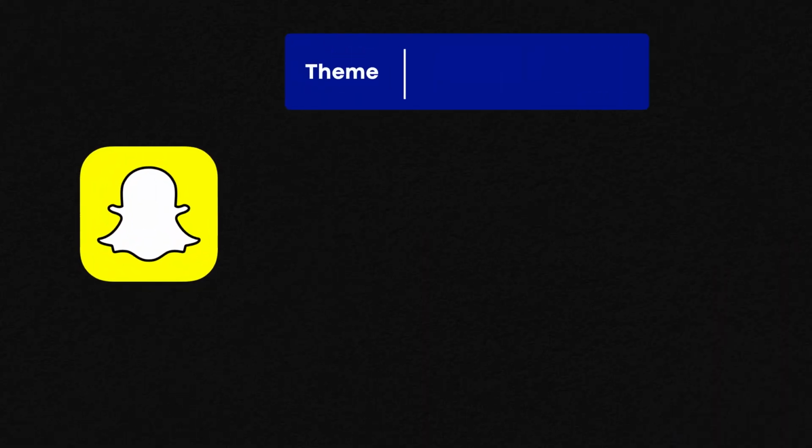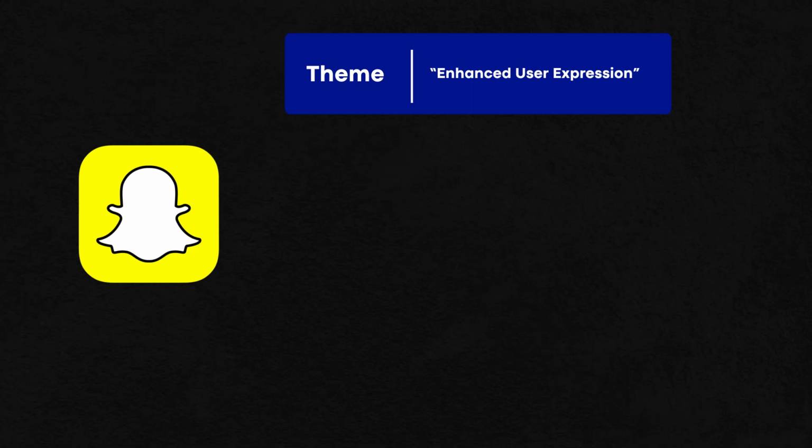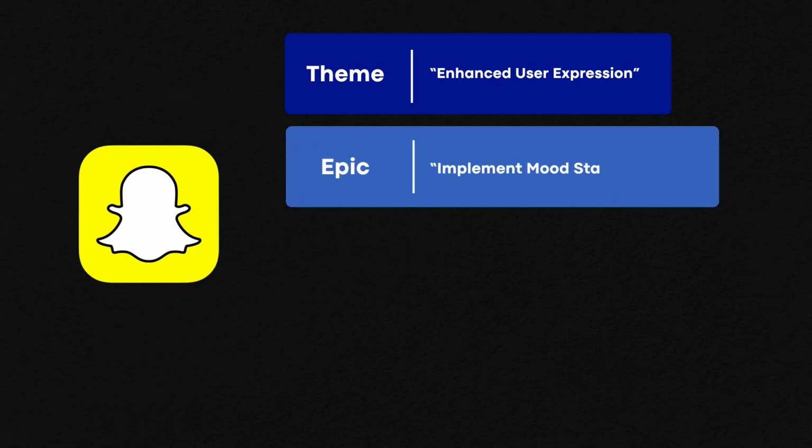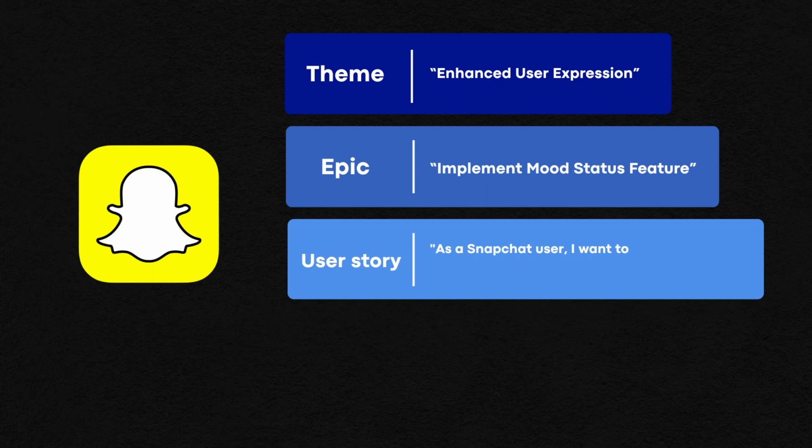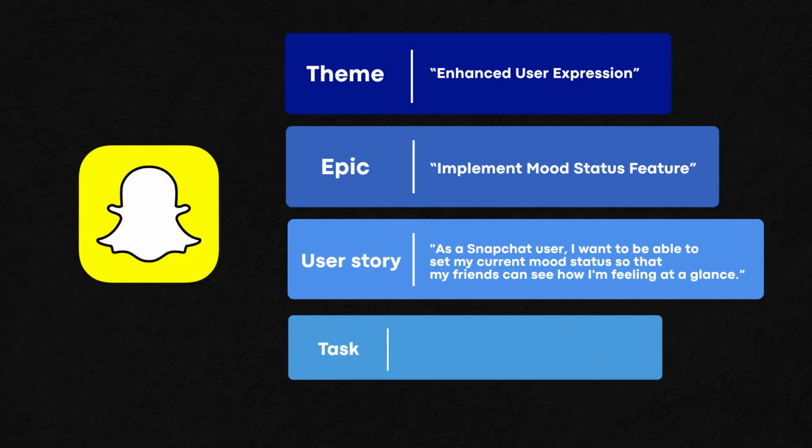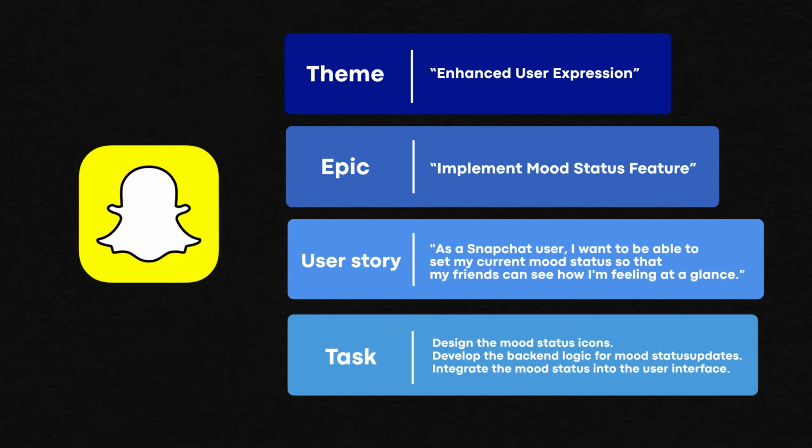We're going to talk a lot more about this, but here are some great examples. For Snapchat, you've got a theme for enhanced user expressions, and an epic for implementing a mood status. Then you can get into what the actual user stories are and the tasks that would help you accomplish that. Those epics will be across multiple releases, and we'll talk about releases and things like that. The user stories are within that sprint that we want to complete. If they don't, we can maybe roll it to the next sprint, and we'll talk about that in the next video. But we are then going to show some other examples as well.